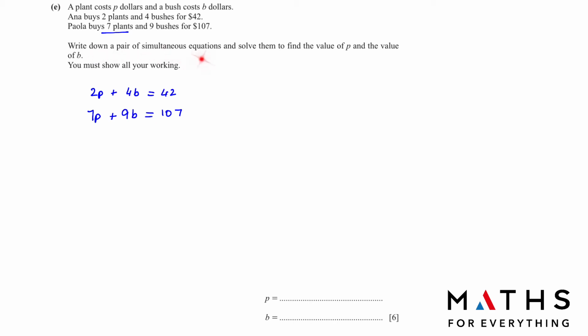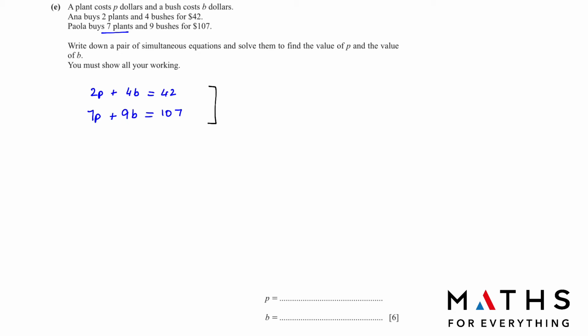Write down a pair of simultaneous equations and solve them to find the value of P and the value of B. You must show all your working. So we have written this down. I'm sure you do know how to solve simultaneous equations. Here we have different coefficients of P and B. So to cancel them out, we need the same coefficient and the signs must be different. So let's think of cancelling out P.